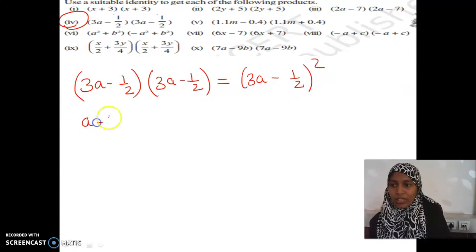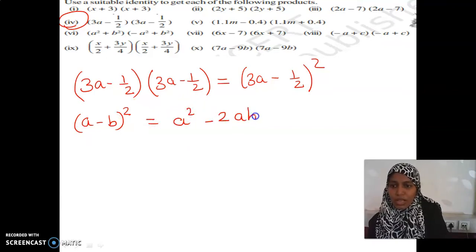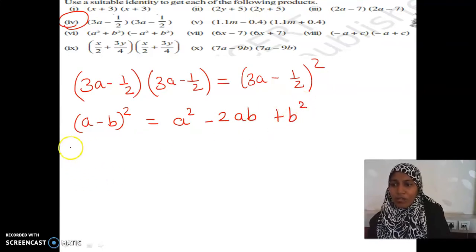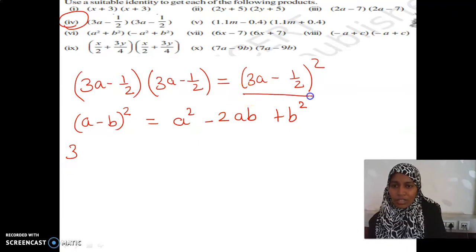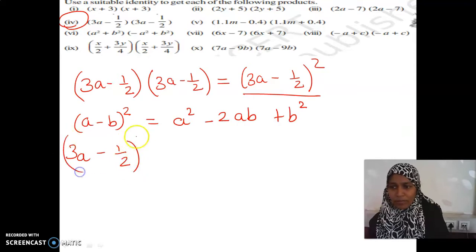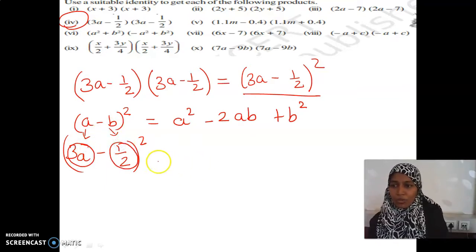So, I am going to write the identity: (a minus b) the whole square is equal to a squared minus 2ab plus b squared. Okay, I am going to find the value of this expression, isn't it? That's what I am going to write here, (3a minus 1 by 2) the whole square. Wherever I have a, I have to replace it by 3a. In the place of b, I will have 1 by 2.